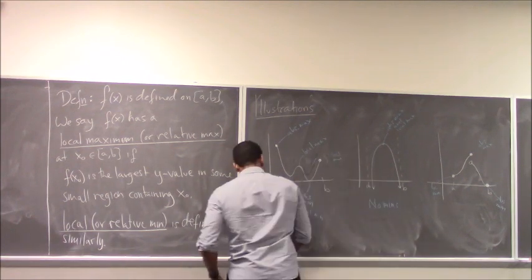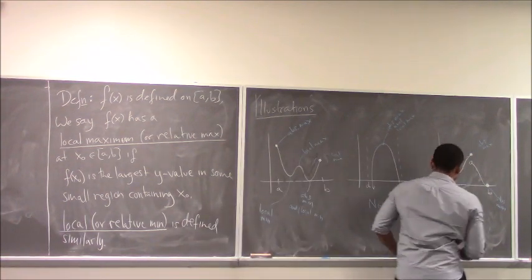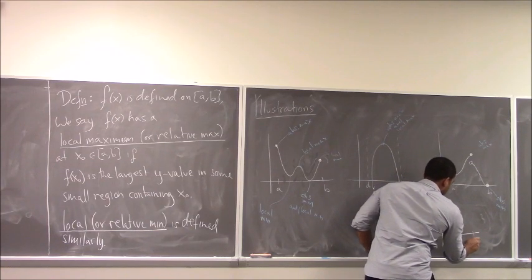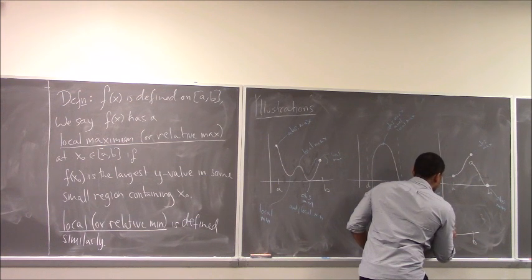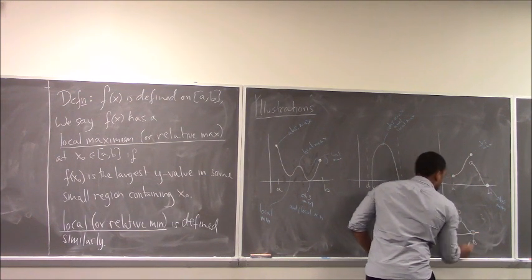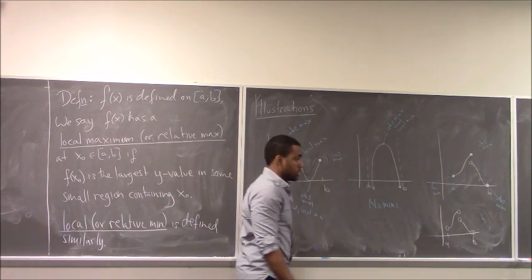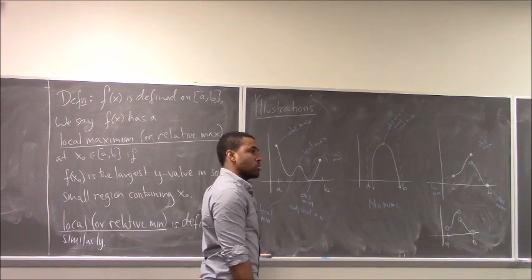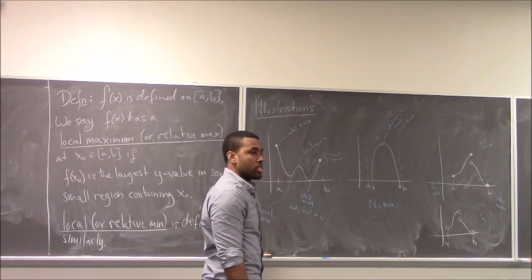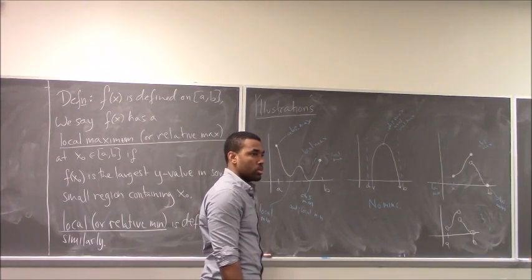What if I tweak this slightly? And instead, I didn't fill in any of these points. Would that change your answers? Yeah? What would your answer be now? Who's the absolute local minimum?